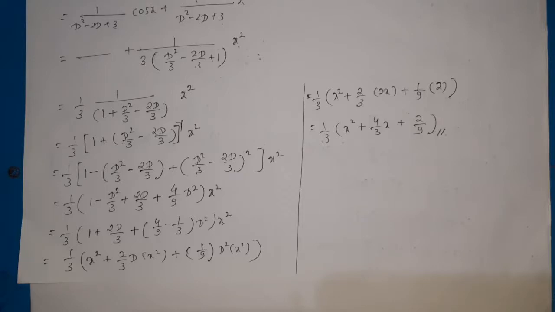One function is still pending, that is cos x. So you have to solve the particular integral for cos x, and then write the complete solution as y equals CF plus PI.